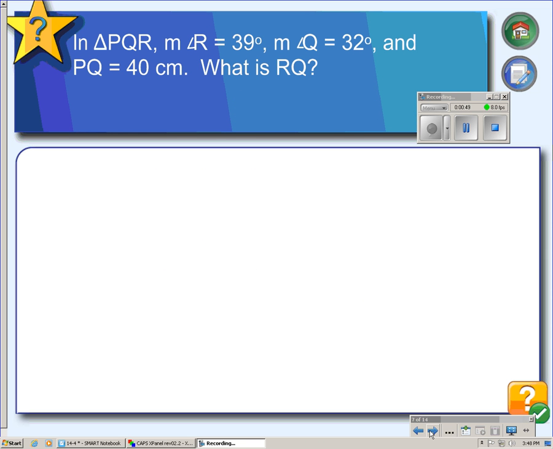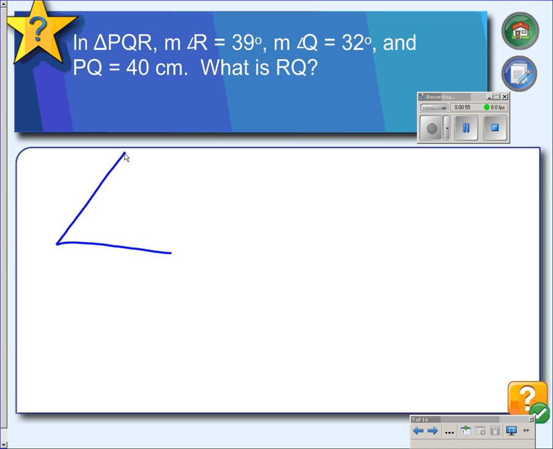So, first example, suppose we have triangle PQR, and I'll just draw any triangle here and label it, so it will not be drawn to scale. If the measure of angle R is 39 degrees, measure of Q is 32 degrees, and side PQ is 40 centimeters, what is RQ? So we're looking for this side.